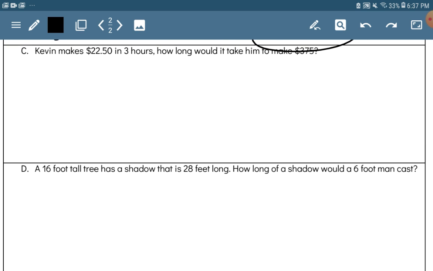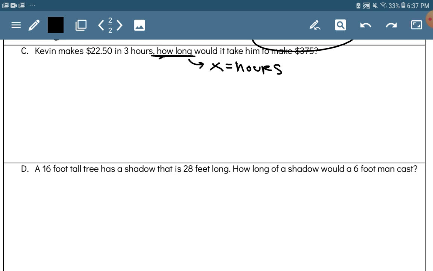Example C. Kevin makes $22.50 in 3 hours. How long would it take him to make $375? Again, I'm looking at the question part, and it's similar to last time. It says how long. I don't know the length of time. That's going to be my variable. I'm using x. You can use a different letter. And my length of time for this problem is in hours.